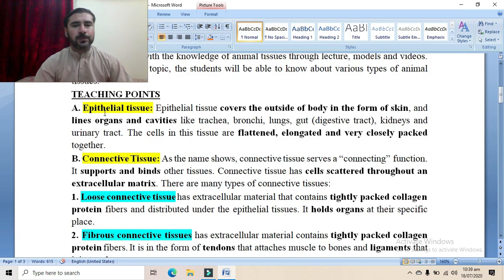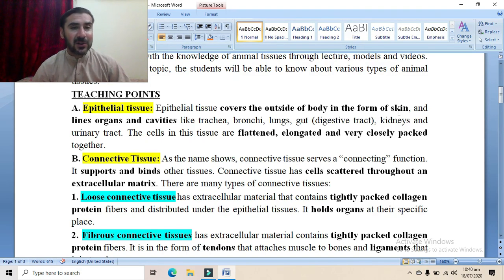Epithelial tissue. Epithelial tissue covers the outside of the body in the form of skin, and it also lines the organs and cavities like trachea, bronchi, lungs, gut, digestive tract. Gut is the old name of digestive tract. Now it is known as digestive tract. This is the traditional name. Kidneys and urinary tract. So epithelial tissues are found in the form of skin.